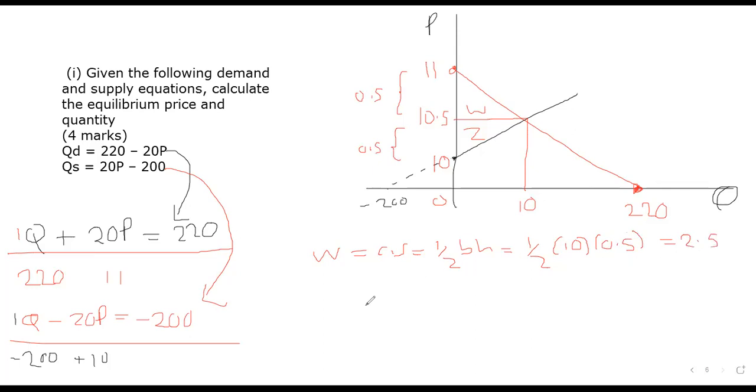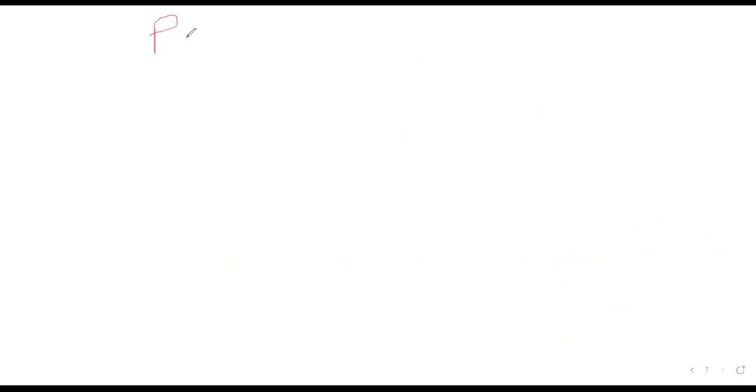Then the producer surplus here is Z in this case. So our producer surplus is half BH, our base is still 10, and our height is also 0.5. So we're going to get 2.5 as our producer surplus. And when we add them, we get 5.0, which is called our total surplus, or the social welfare. Now, plotting is paramount in your course because you need to understand a number of things. So we have learned how to plot linear equations.